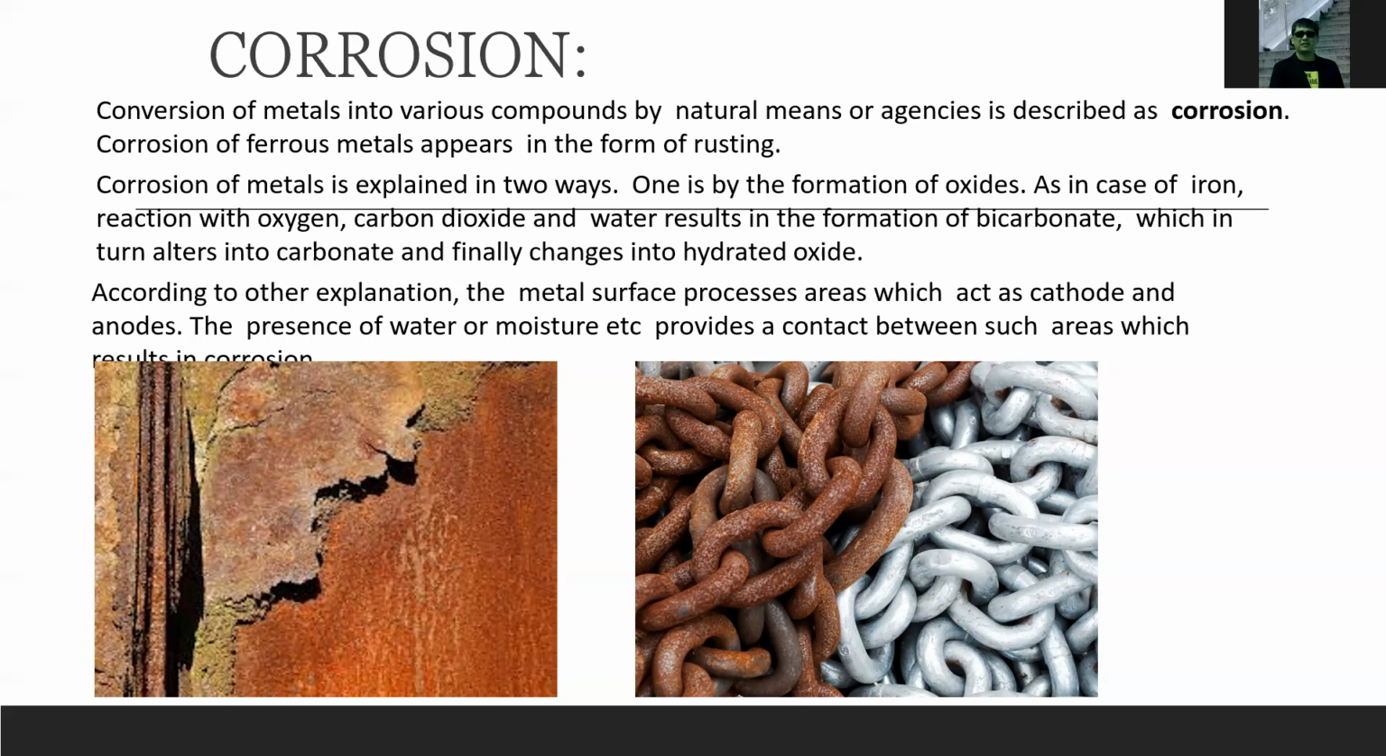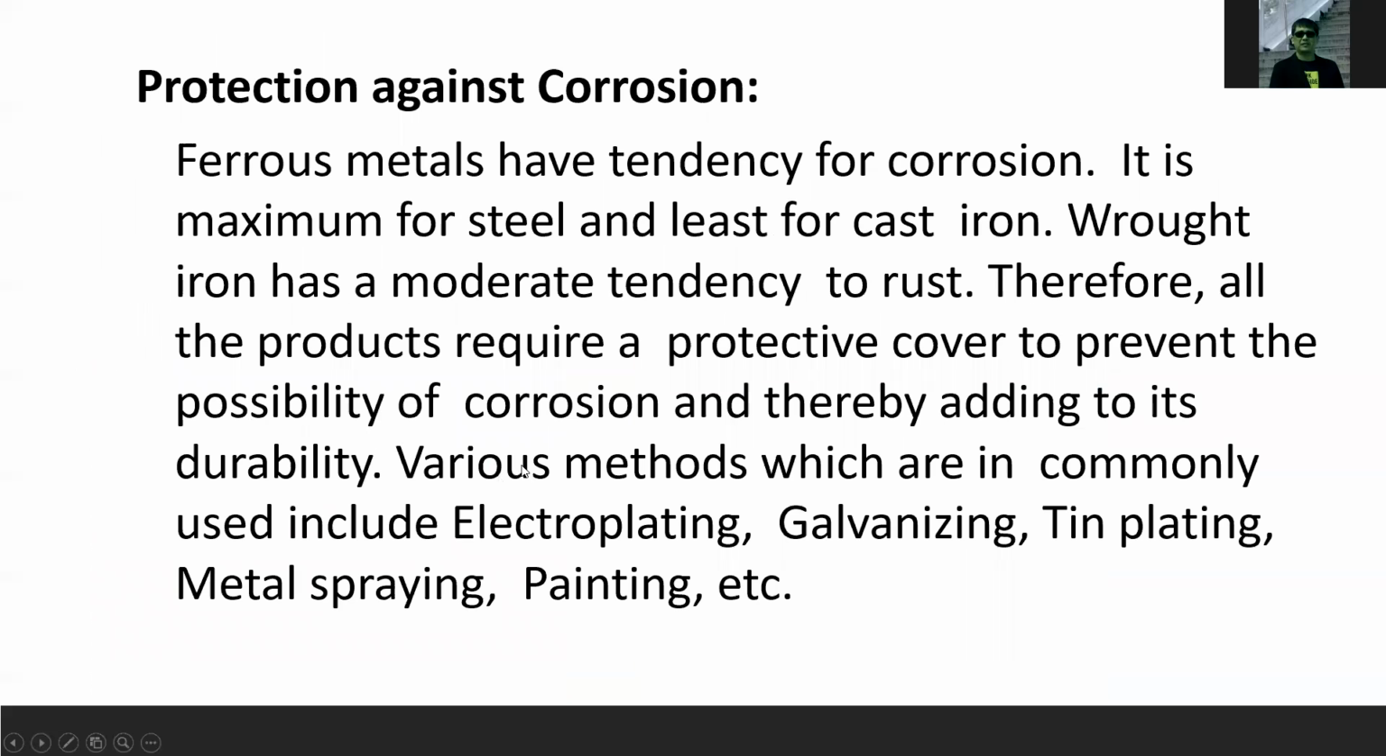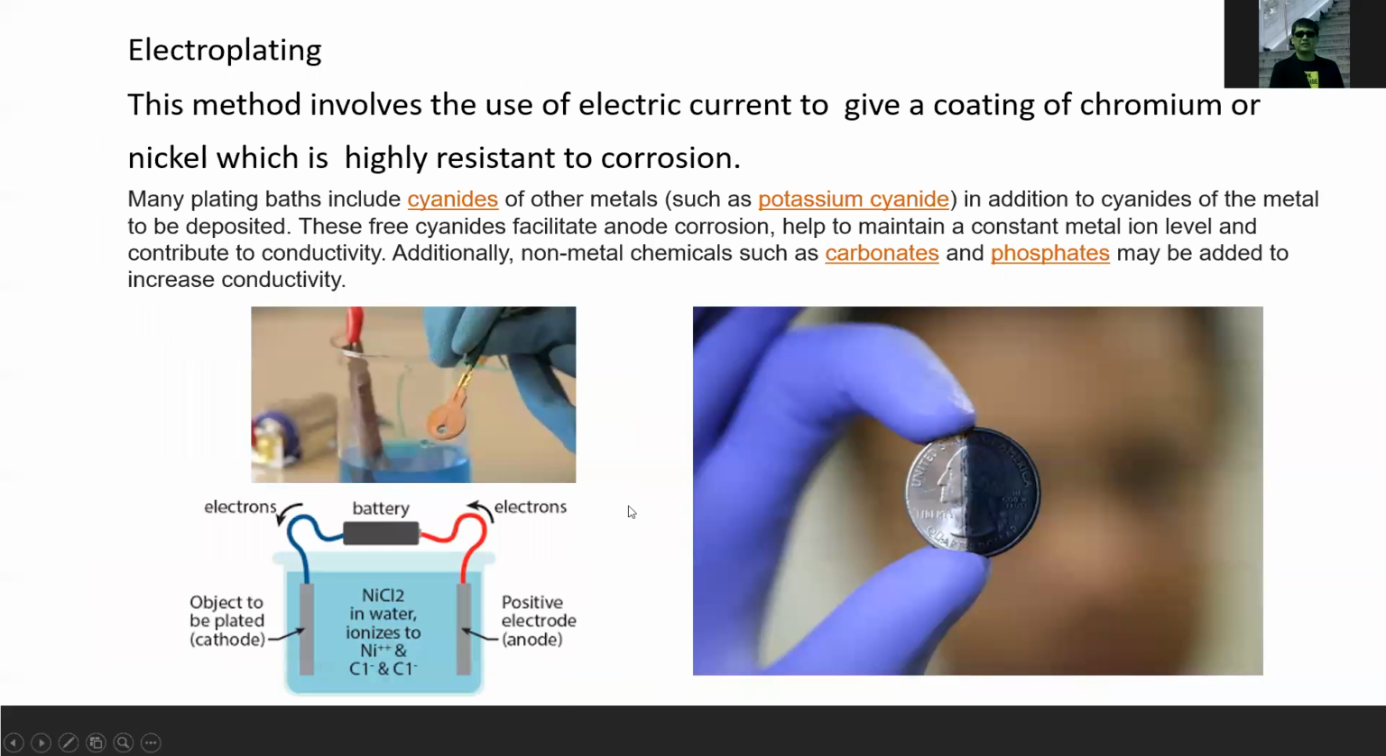Okay, so protection against corrosion, we have electroplating, galvanizing, tin plating, metal spraying, and painting. I will explain some of these. Electroplating is a method that involves the use of electric current to give a coating of chromium or nickel, which is highly resistant to corrosion. They bathe the metal in cyanides, so this procedure is very poisonous. Other materials such as carbonates and phosphates may be added to increase conductivity.